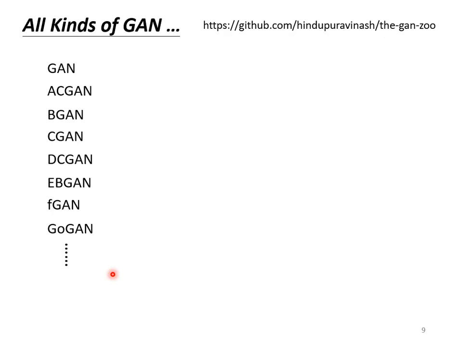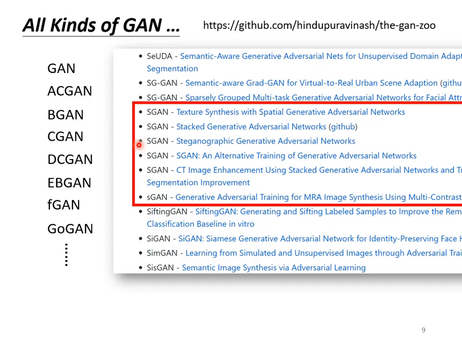GAN actually has a lot of variations. Interestingly enough, you can find a GAN zoo on GitHub. In the GAN zoo, there are more than 500 kinds of GAN. Every time someone invents a new GAN, he or she puts an English letter in front of GAN as its name. But there are only 26 letters in English. So all the letters were used in a very short time. For example, in the GAN zoo, there are at least 6 GANs named S-GAN. All of them are different networks, but they share the same name S-GAN.